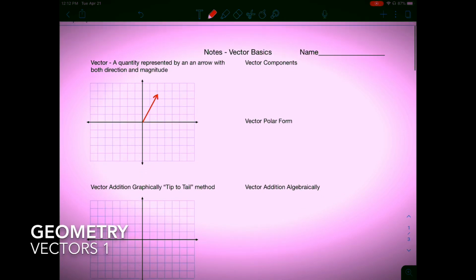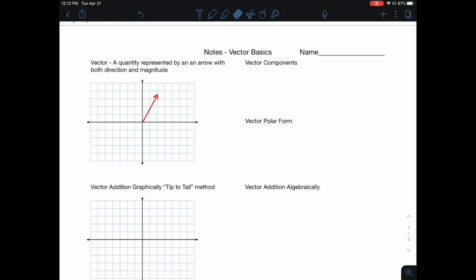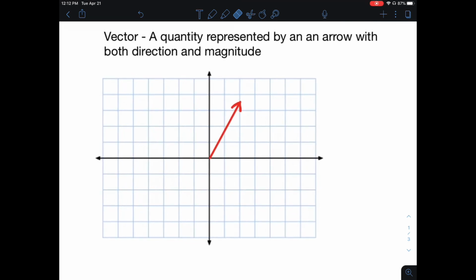All right, we're going to begin a chapter on vectors. And we have studied vectors in the past when we learned about transformations. We did translations horizontally and vertically, and we wrote that in component form. Those were vectors. So we are going to continue to study vectors, so it's going to get a little bit deeper into it. A vector is a quantity represented by an arrow with both direction and magnitude.